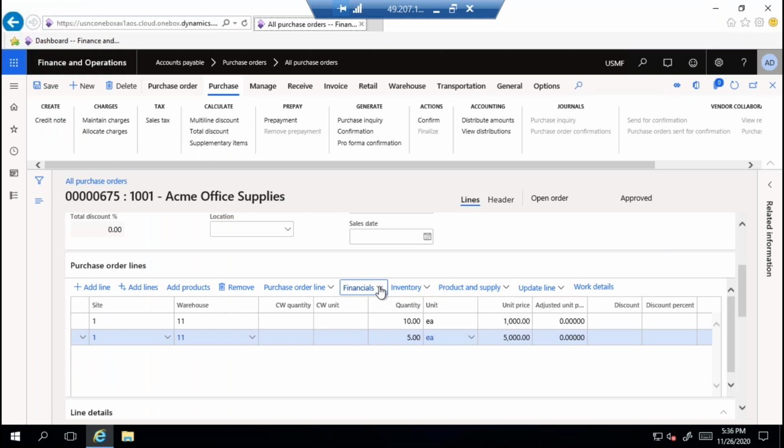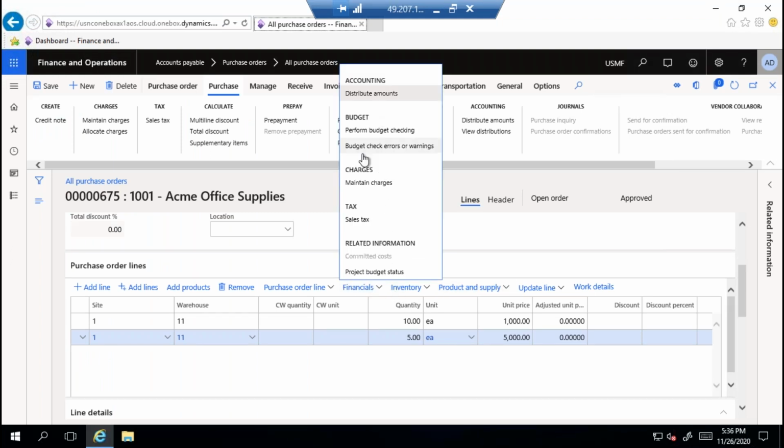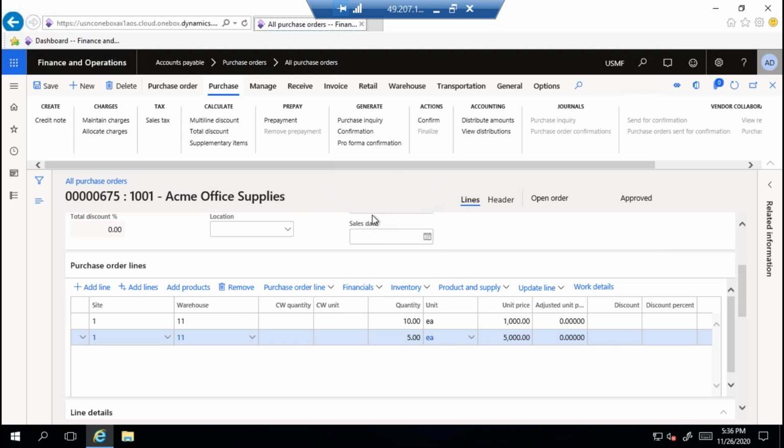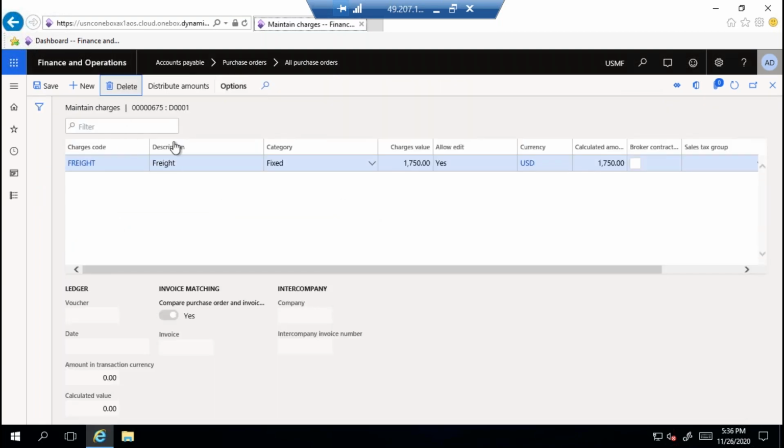So let me show once again what I did. I'm deleting this one, whatever I have entered. I'm deleting and I will show you once again.